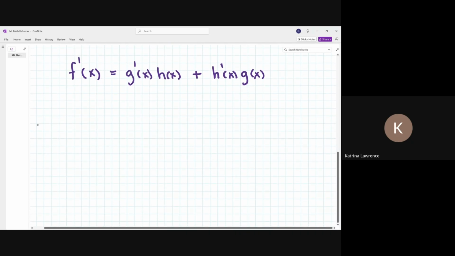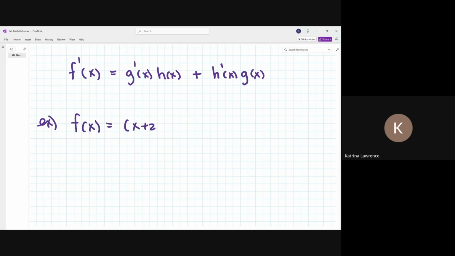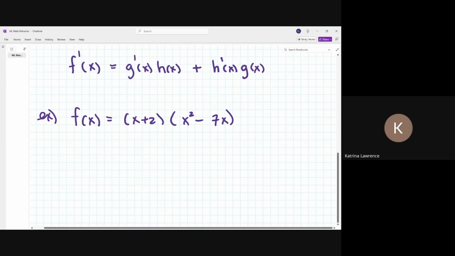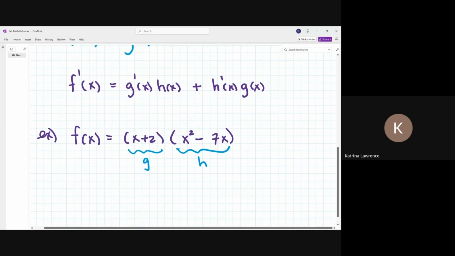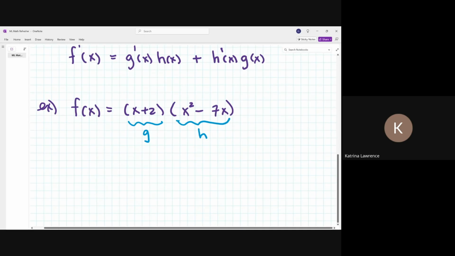So we'll show an example of that in action. Say, for example, we have f of x equals x plus 2 multiplied by x squared minus 7x. How I like to break this down is, first of all, I recommend everyone label your functions. So we'll call this part g, and we'll call this second part over here h. Now we're going to take the derivative of g and then h respectively, and then put it together using the formula.